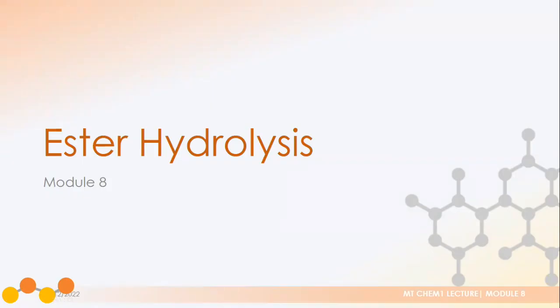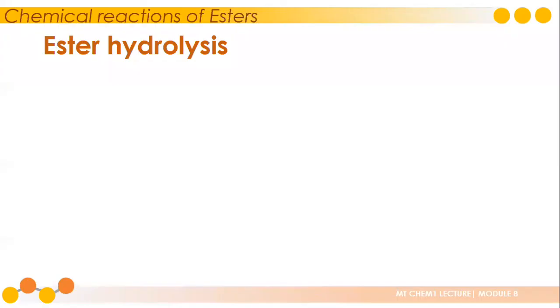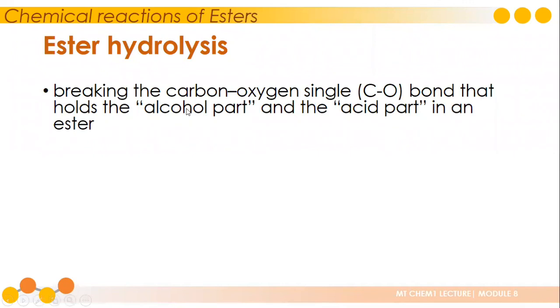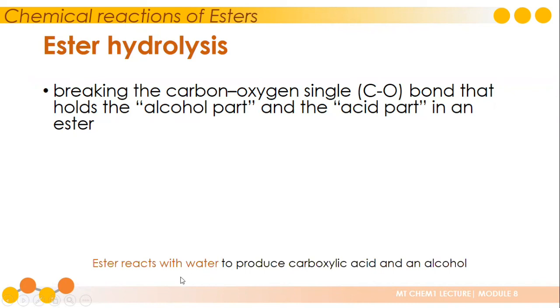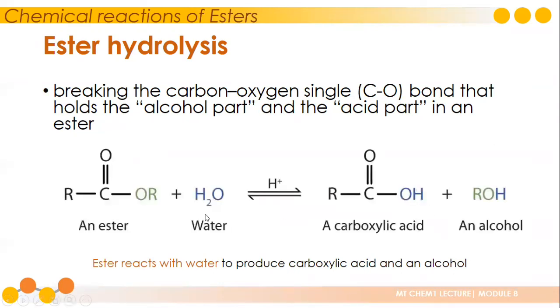Let's now take a look at some of the chemical reactions involved in esters. First is ester hydrolysis. When you say hydrolysis, it's simply adding water to a compound. So in ester hydrolysis, this is breaking the carbon-oxygen single bond that holds the alcohol part and the acid part in the ester. So what happens here is that ester reacts with water to produce carboxylic acid and alcohol.